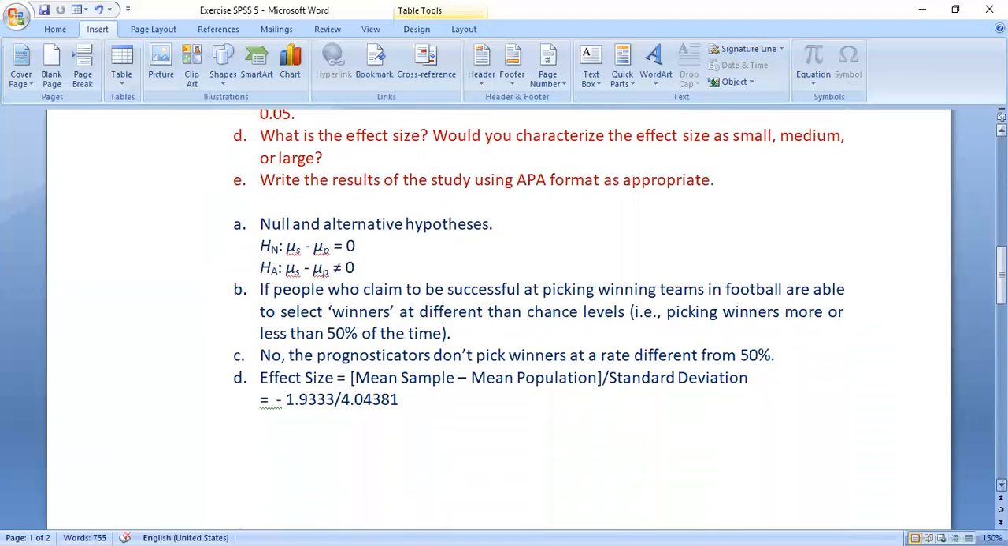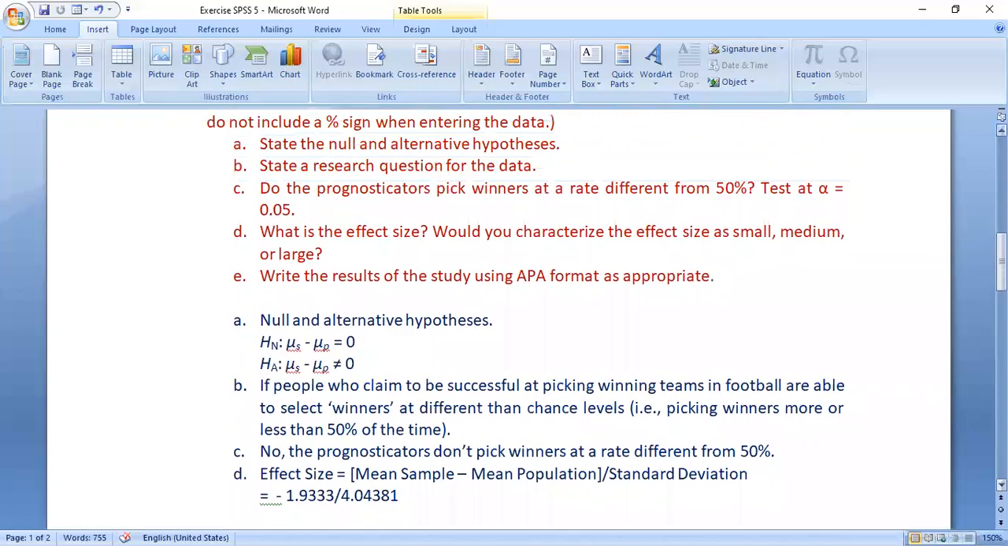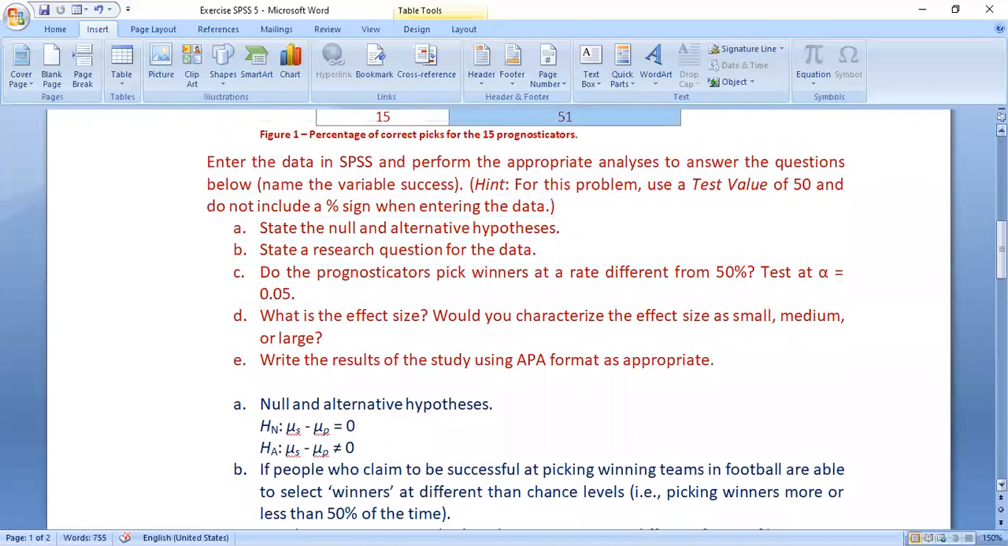If you look at the research question, what I have done is I have tried to answer the research question. So look at the research question now. If the people who claim to be successful at picking winning teams in football are able to select winners at different than chance level, that is picking winners more or less than 50% of the time. I again repeat, the research question is, if people who claim to be successful at picking winning teams in football are able to select winners at different than chance levels, that is picking substantially either less or more than 50%.